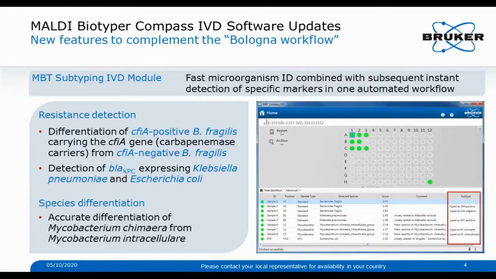So here you can see how the output of such a detection looks in a further column now. In addition to the identification, the log score, and the comments, the subtype is given as CfiA positive or negative, KPC positive if applicable, or typed as Mycobacterium chimaera or intracellulare as it applies.